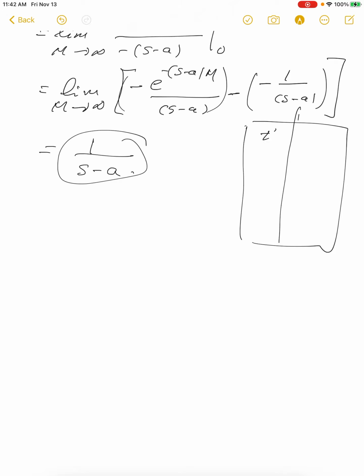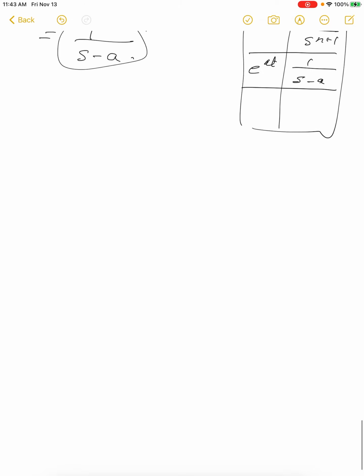You have seen that for t to the n, the Laplace transform is factorial n over s to the n plus 1. And when the function is e to the at, the Laplace transform is 1 over s minus a. Next, I want to add two other functions. Let's take sine at and cos at, and we'll see what the Laplace transform turns out to be. So another example.